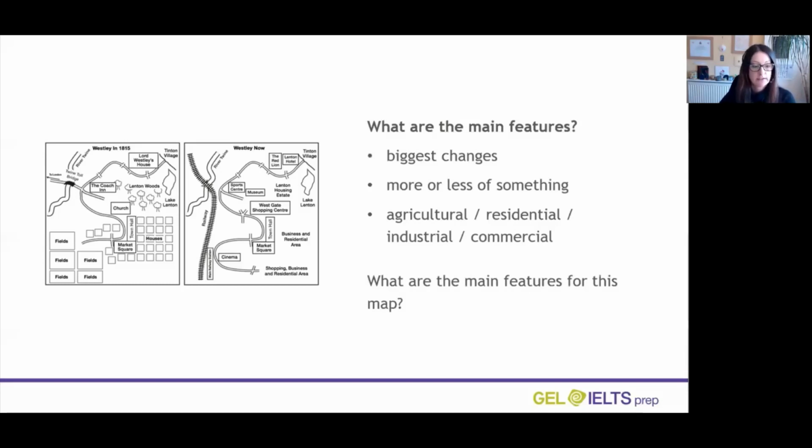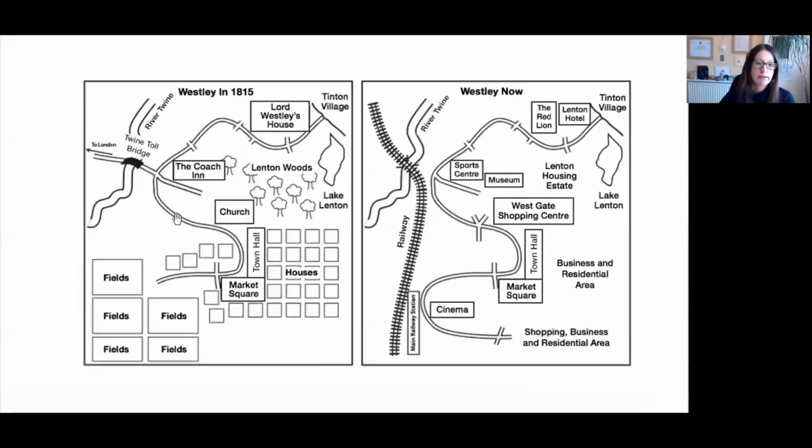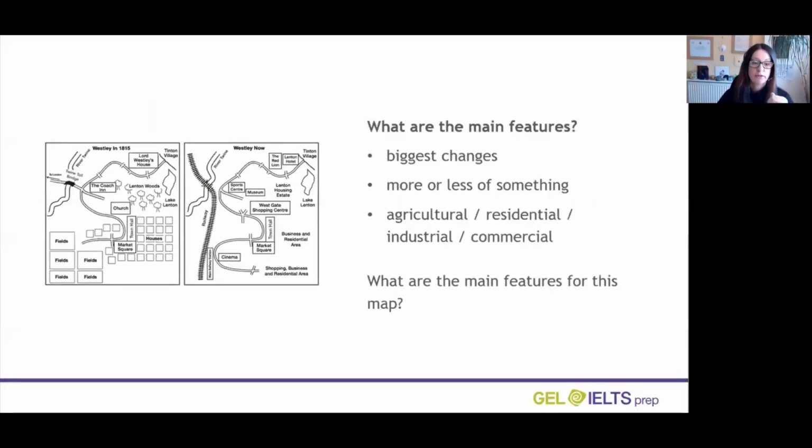Now, in this case, what we have is a map from the past in 1815 and a map now. So we have the past to the present. In some cases with maps, you're going to be looking at two maps from the past. You might be looking at a map from the present and predicting something, maybe a plan for developing an area in the future, for example. But in this case, we're looking at the differences from past to present. So let's look at the biggest changes that we can see here.